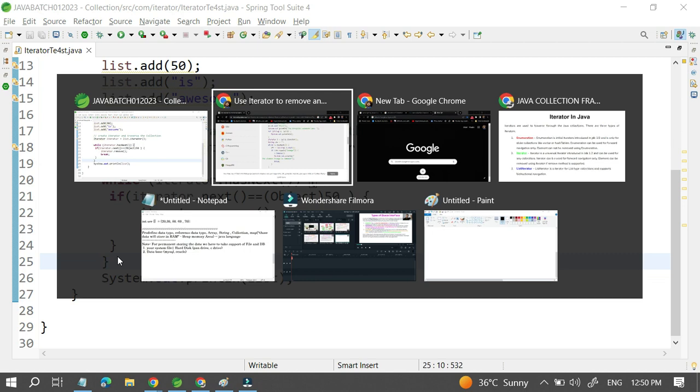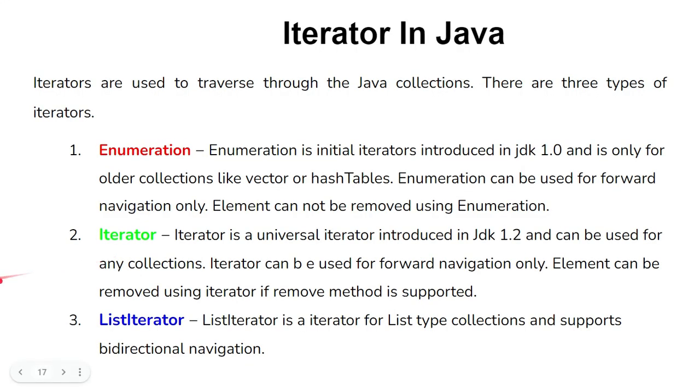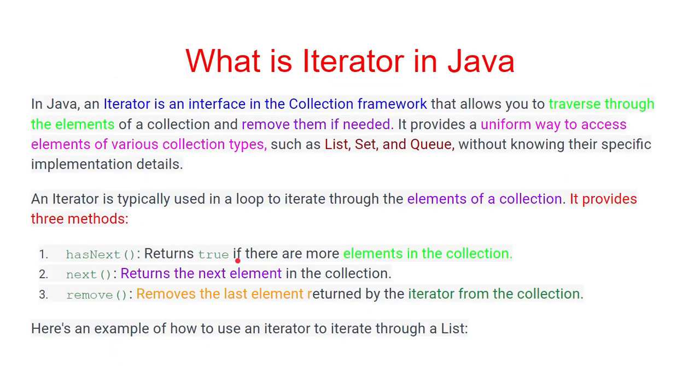Let's go to our slide and talk about iterators. So what is the iterator in Java? Iterator is an interface in the collection framework that allows you to traverse through the elements of the collection and remove them if needed. It provides a uniform way to access the elements of the various collection types such as list, set, queue.